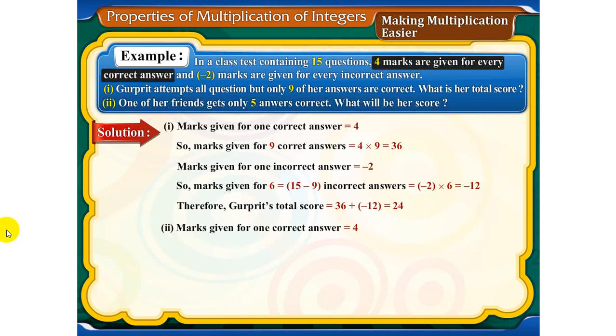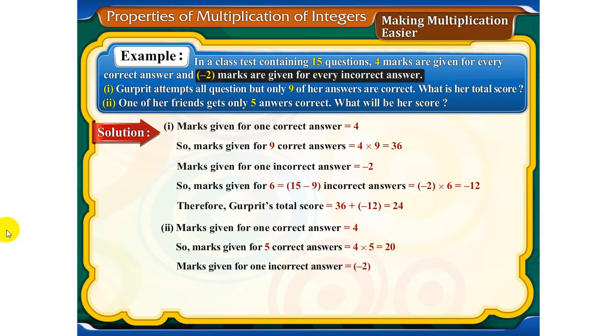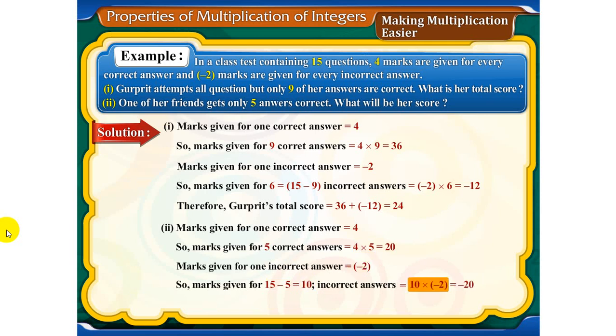2. Marks given for one correct answer equals 4. So the marks given for 5 correct answers equals 4 multiplied by 5, which equals 20. Marks given for one incorrect answer equals minus 2. So the marks given for 15 minus 5, which is 10 incorrect answers, equals 10 multiplied by minus 2, which equals minus 20. Therefore, her friend's total score is equal to 20 plus negative 20, which equals 0.